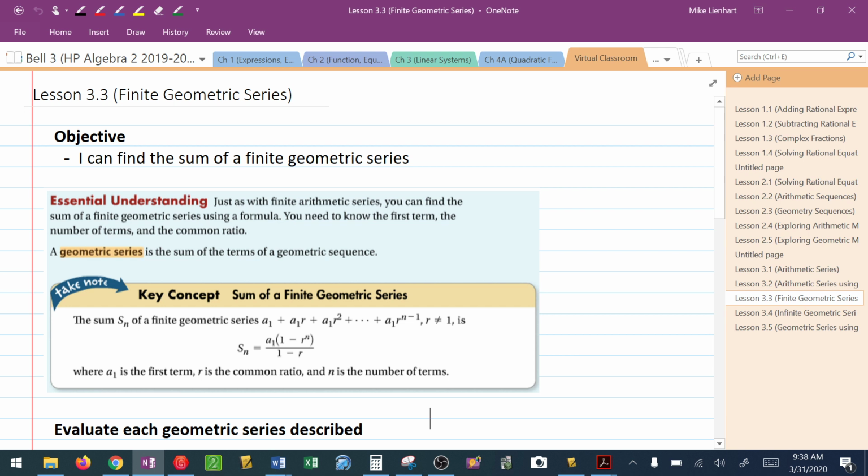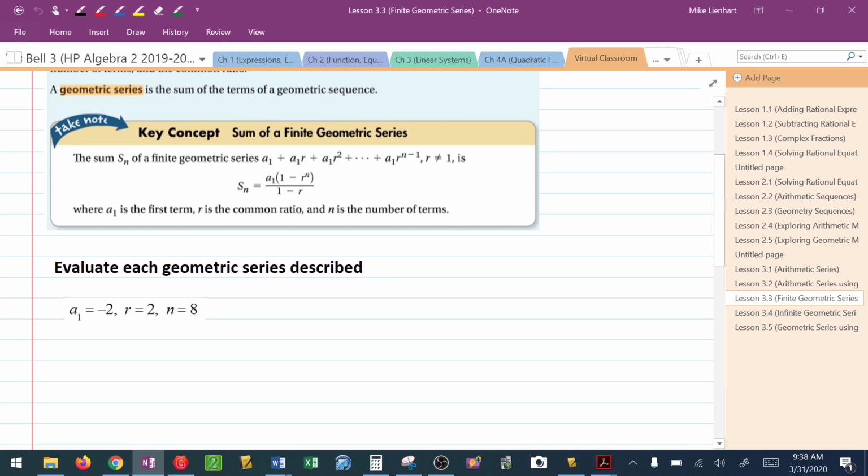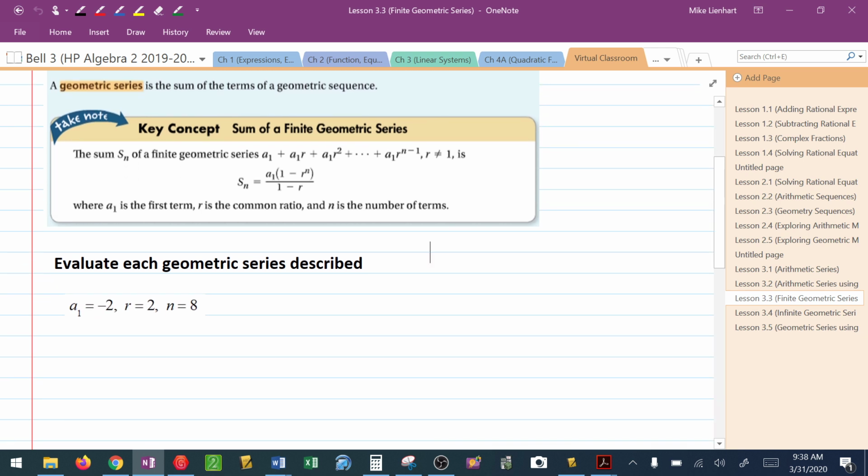In order to find a geometric series that is finite, we're going to use this formula. Next lesson we're going to talk about what to do when it's infinite. The formula says S sub n, the sum, is equal to a sub 1 times 1 minus r to the n over 1 minus r. And I always like to think of this denominator as having parentheses around it as well.